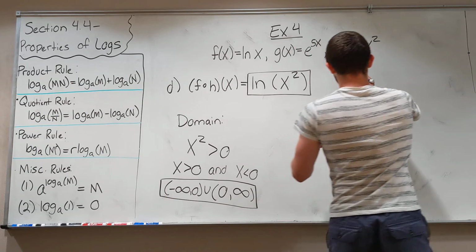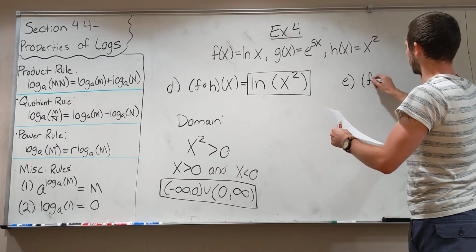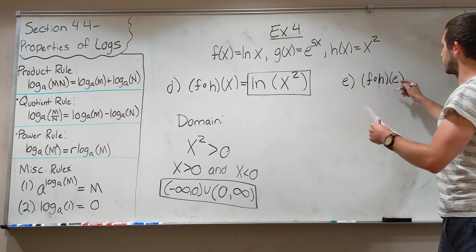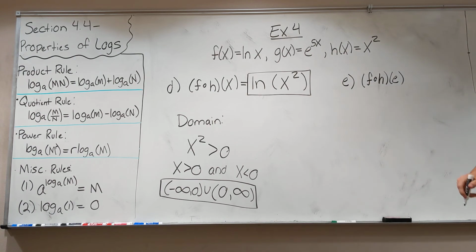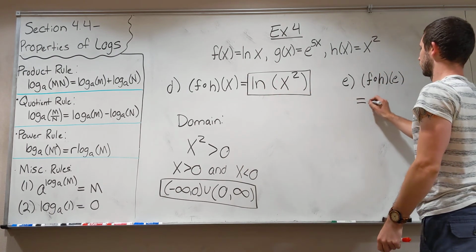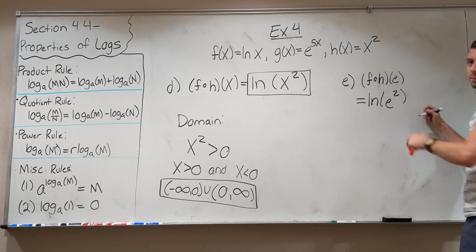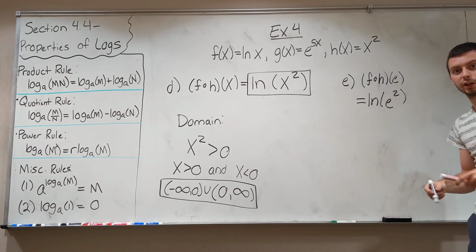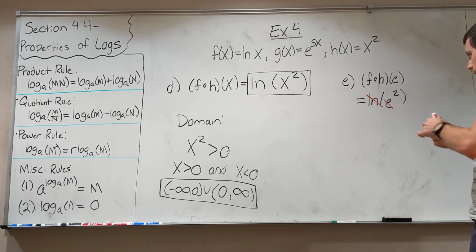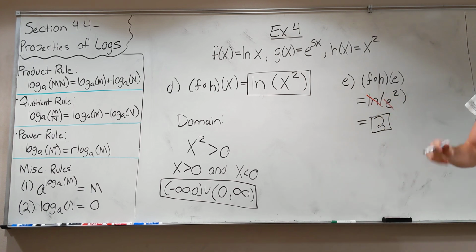And finally, for part E, and to conclude this section, you're looking for f composed with h of e, the number e. So they want us to plug e into whatever function we got here. So instead of x squared, it's now e squared. But guess what? ln and e are right next to each other, so they cancel. Therefore, we are left with 2. And that would conclude this section.